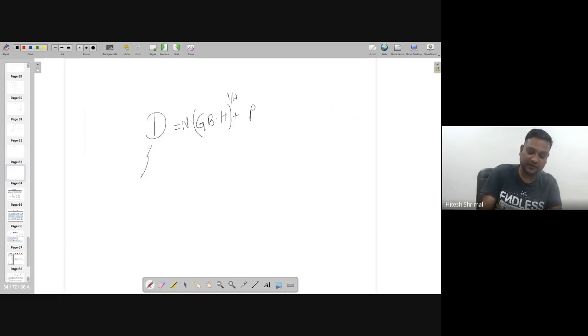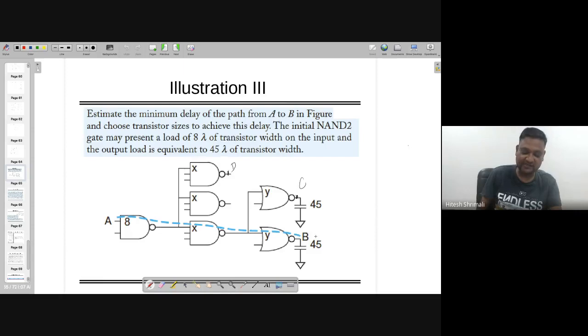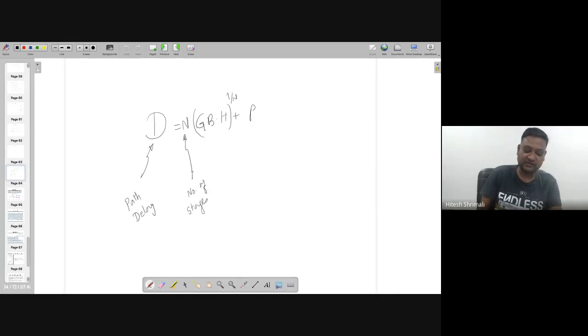So this is the path delay, and these are the number of stages. Just as an example, you can see here from point A to B there are 3 stages composed of NAND, NAND, and NOR. Those stages are defining that, and this N is also the same thing. Now G is the logical effort, but this is not for a stage; this is the path logical effort, which is the multiplication of each stage logical effort.